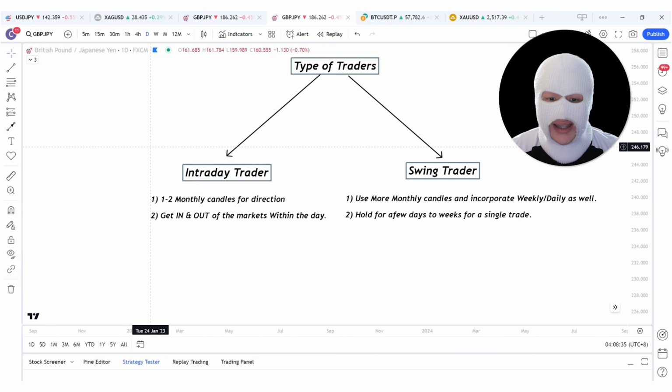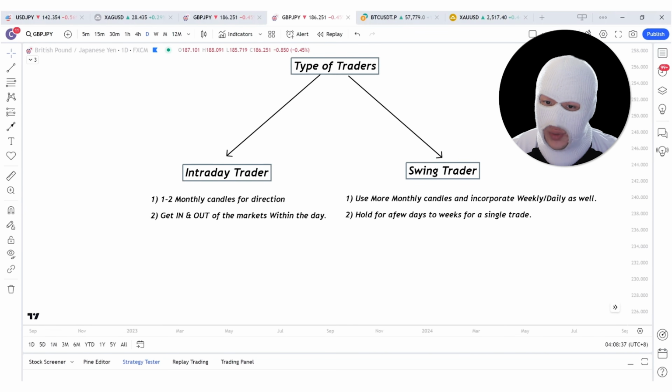So now that we understand that price moves to a specific PD array, how do I identify which PD array price is going to move towards? That is where we are going to start on the higher time frame. Before I fully dive into the charts, I need you to understand the concepts you are going to use based on time frames, which will depend on what kind of trader you are.